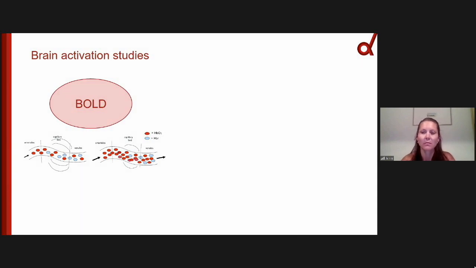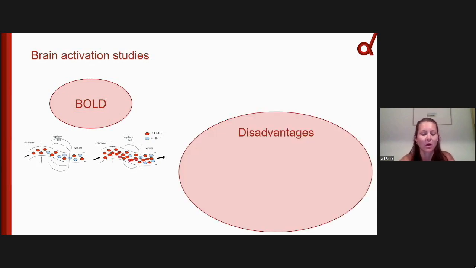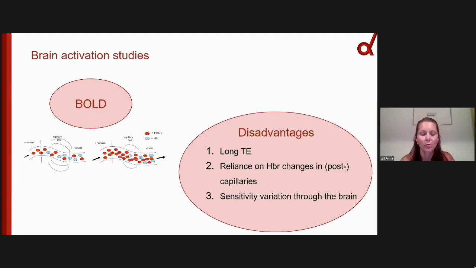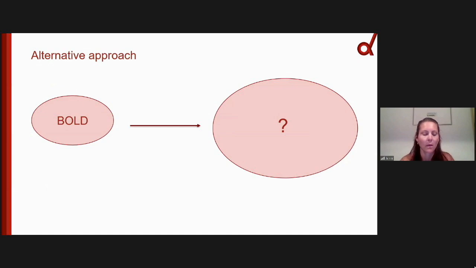Disadvantages of this technique are that it uses long TE, which limits efficiency, reduces signal, and is prone to artifacts and dropouts. Furthermore, it relies on changes in deoxyhemoglobin in capillaries and post-capillary vessels, which means that we always measure activation downstream of the neuronal activity. Also, there is sensitivity variation throughout the brain depending on the local value of the transverse relaxation time.